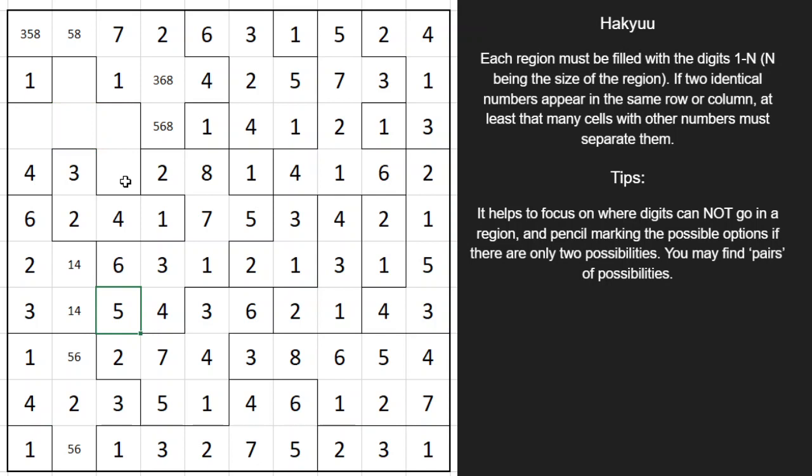This 5 blocks those from being 5s. This 5 blocks this from being a 5. So you have 1, 2, 3, 4, 5. So 5 is going to go in one of these 2. We'll pencil mark that. That's helpful because now we know this can't be a 5. That's going to be a 6 or 8.